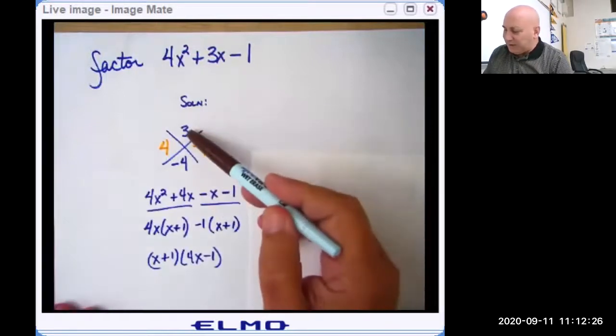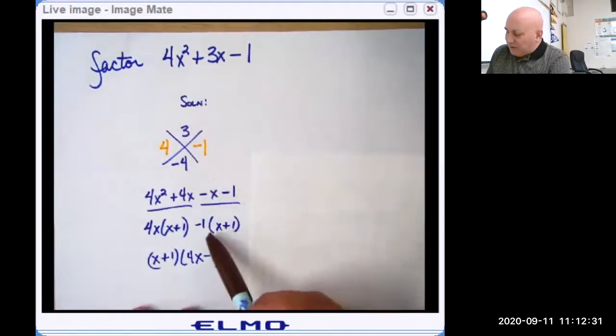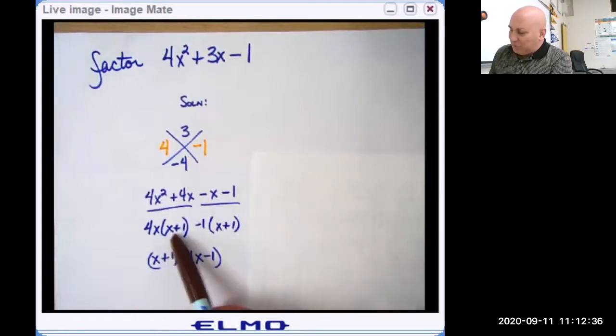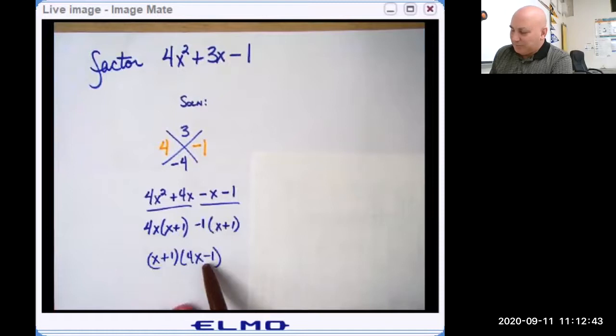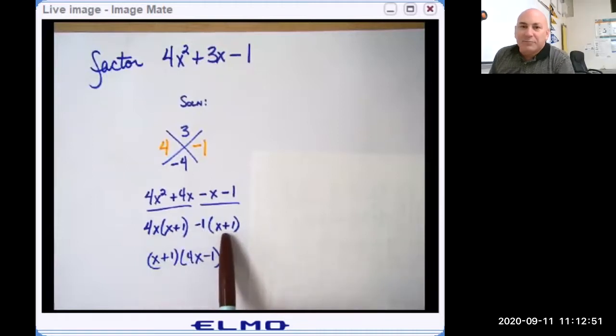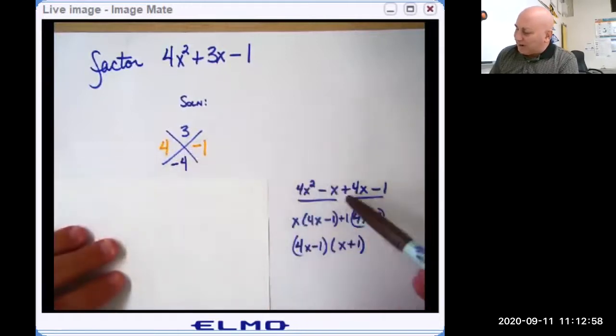So I rewrite the 3x as 4x minus 1x. Now, many of you might not think to put this 1 in here, but when you factor the x plus 1 out, it's not just a 4x left, it's 4x minus 1. And you had to factor out a negative 1 here in order to get another x plus 1 in the parentheses. If you went negative x plus 4x to rewrite the 3x, you see it still works.